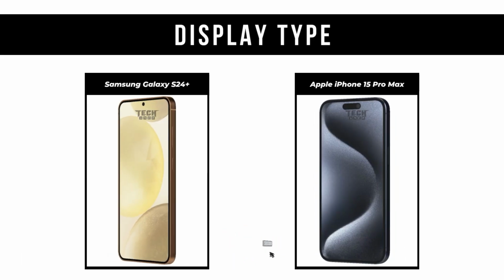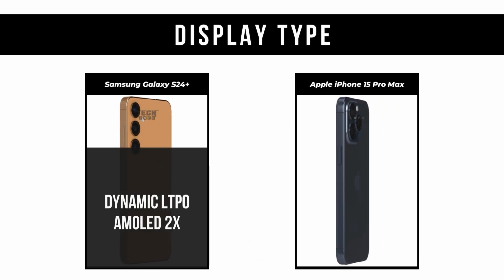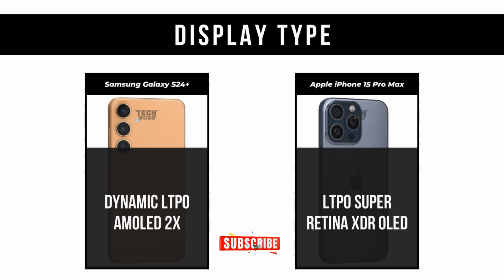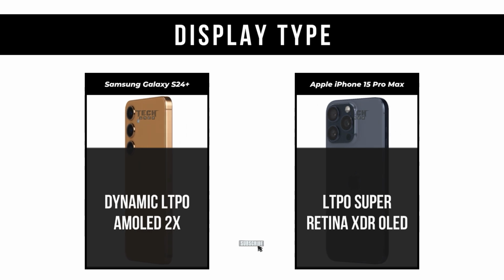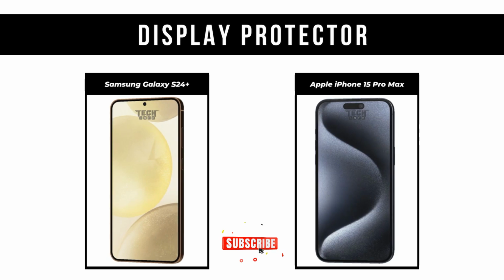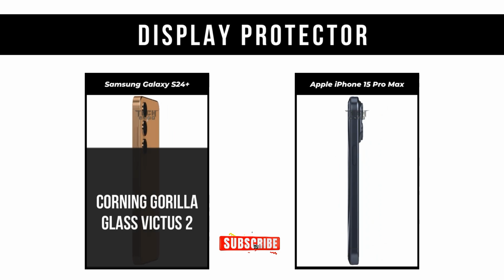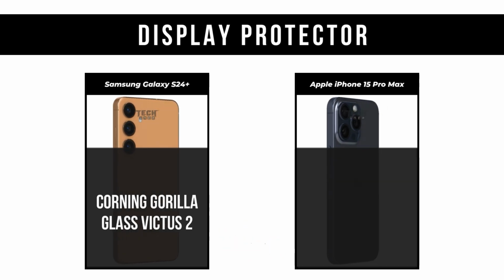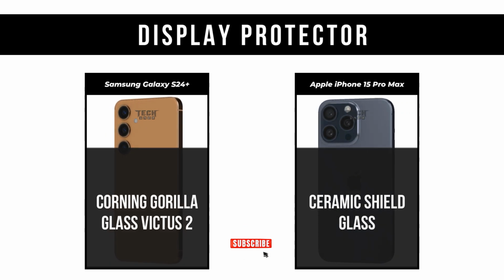Display type. Samsung Galaxy S24 Plus is Dynamic LTPO AMOLED 2X. Apple iPhone 15 Pro Max is LTPO Super Retina XDR OLED. Display protector. Samsung Galaxy S24 Plus is Corning Gorilla Glass Victus 2. Apple iPhone 15 Pro Max is Ceramic Shield Glass.